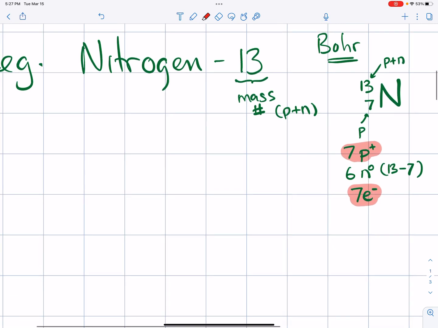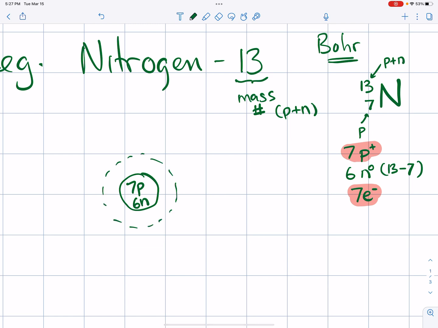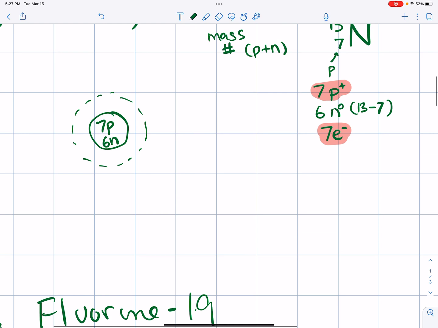So now we have enough information to construct our Bohr diagram. In the nucleus of the atom, we'll write 7 protons and 6 neutrons. That's our nucleus. We know there are 7 electrons orbiting the nucleus. In the Bohr model of the atom, the electrons orbit in energy levels, or orbits, and I'll show those with a little dotted line.